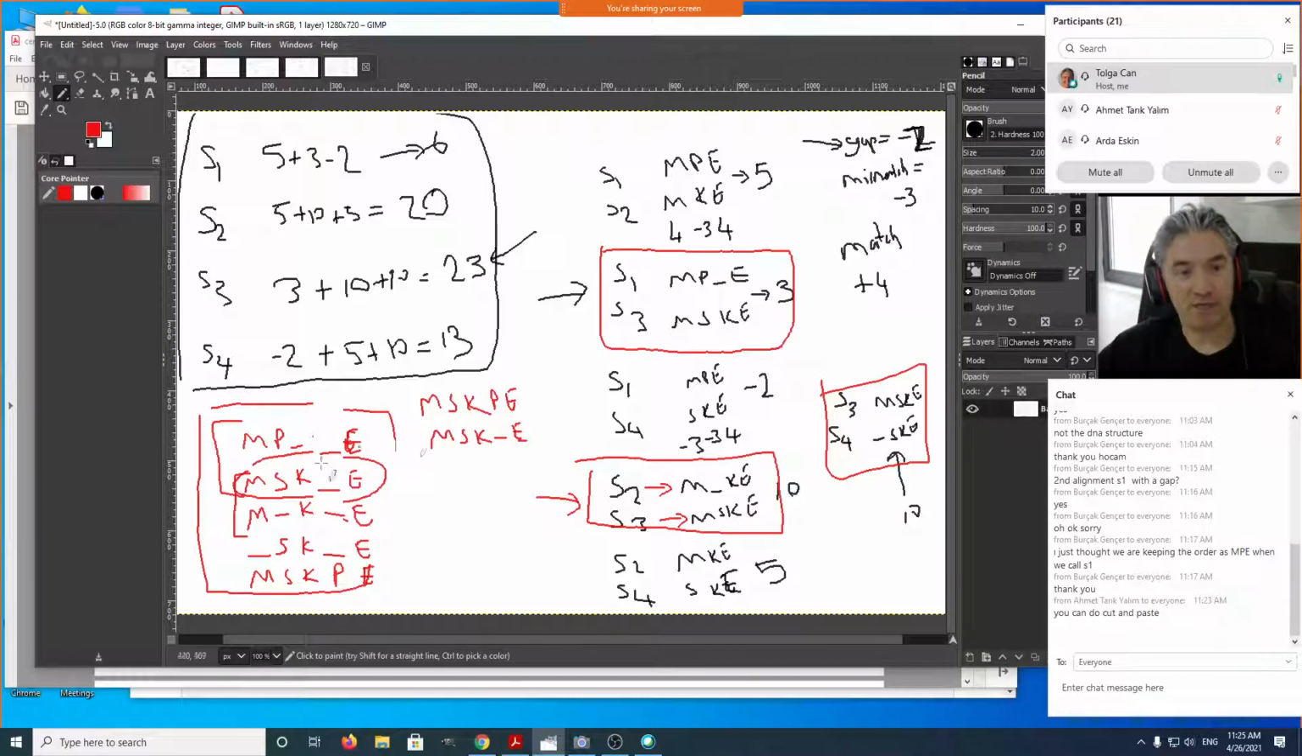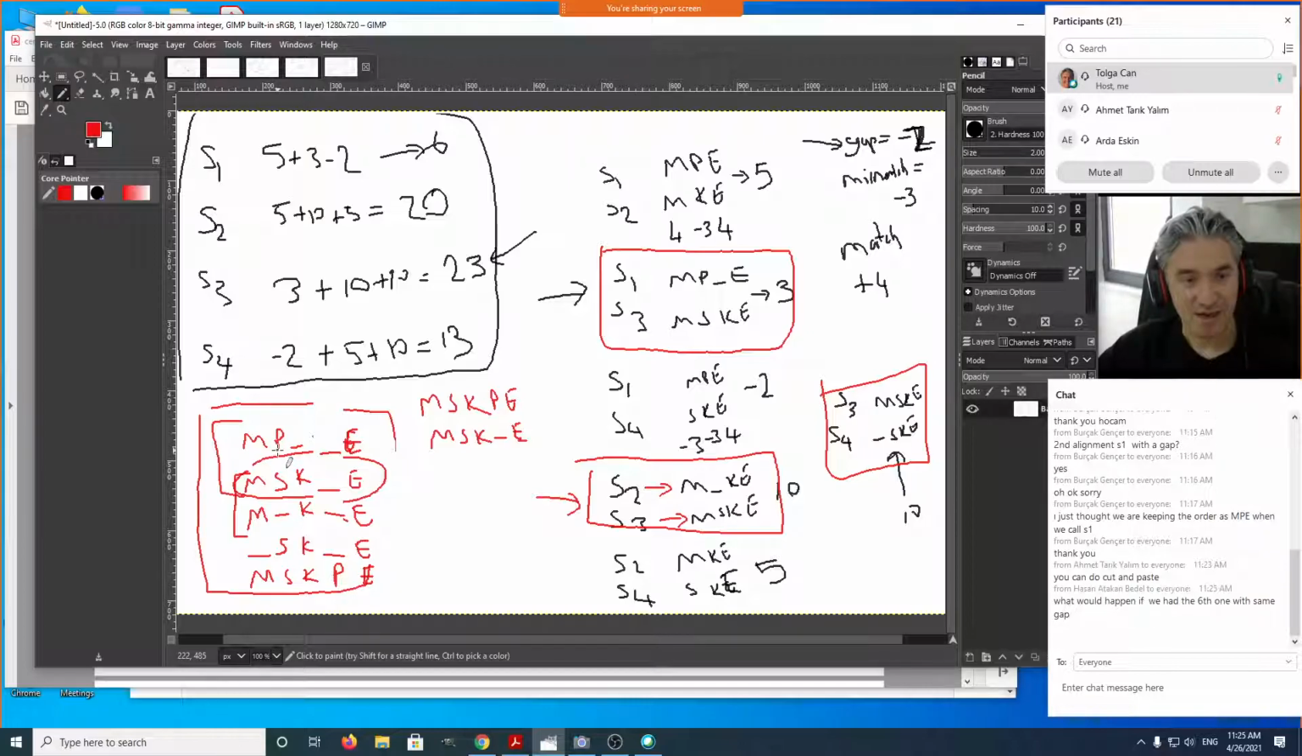Actually, if you give this alignment to somebody, they would just say, okay, why do you have this P right here? Because we should have put this P against the here. That will make it better. If we had the sixth one with the same gap, we're not going to move it again.